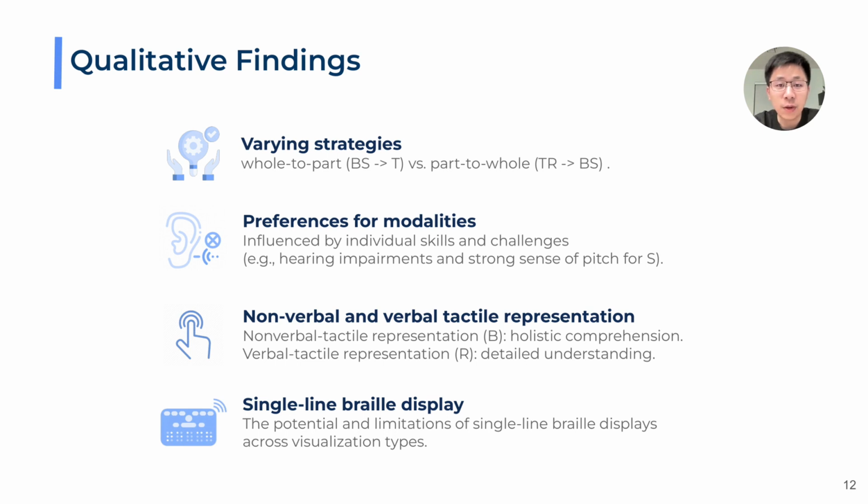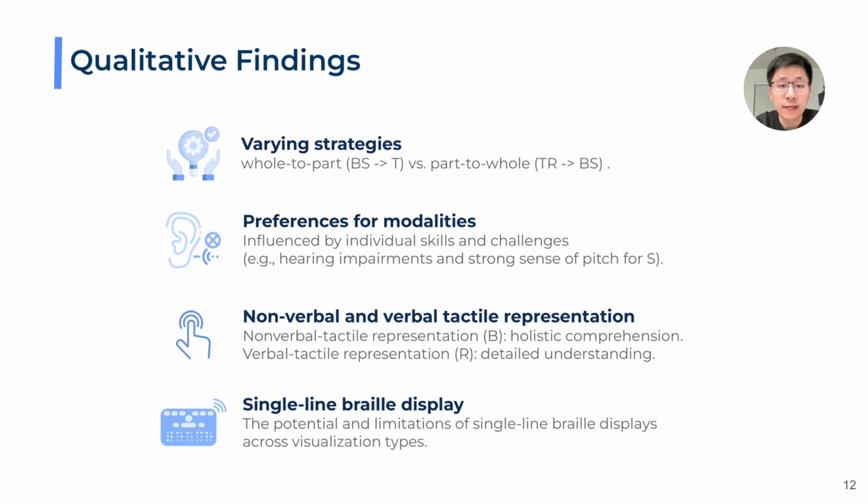Our analysis also indicates that different participants have different preferences for modalities. Let's take sonification for instance. One participant who has a high-pitch hearing impairment explicitly stated that text and Braille are more useful for them than sonification. However, participants with a strong sense of pitch prefer to use sonification first to interpret the visualization.